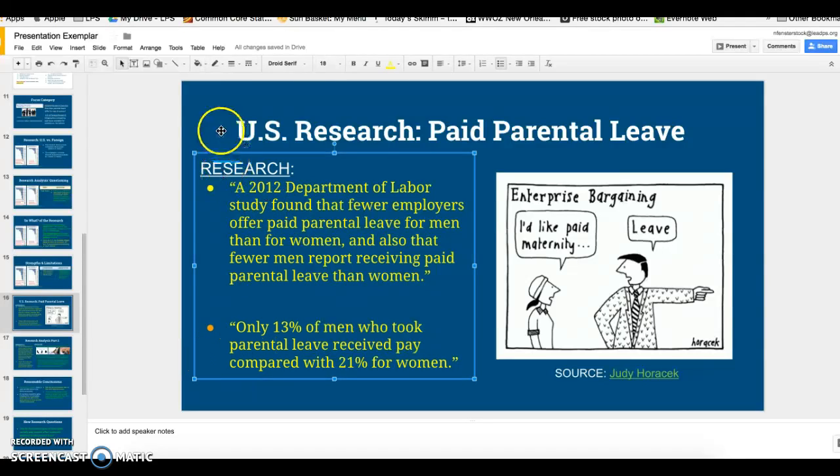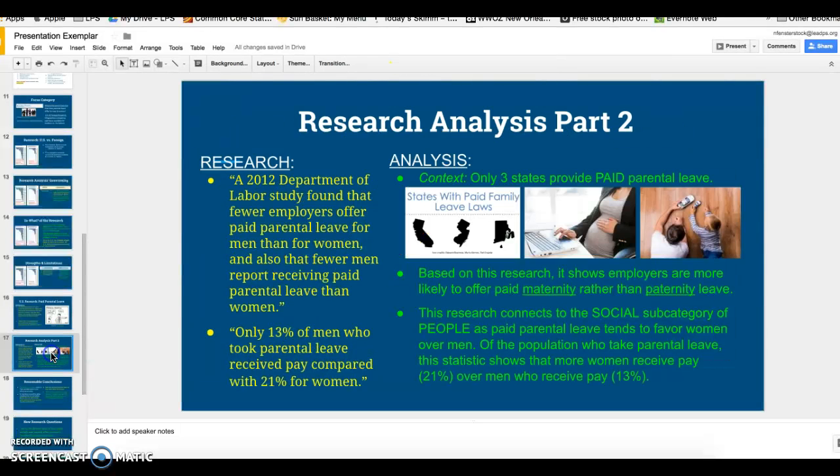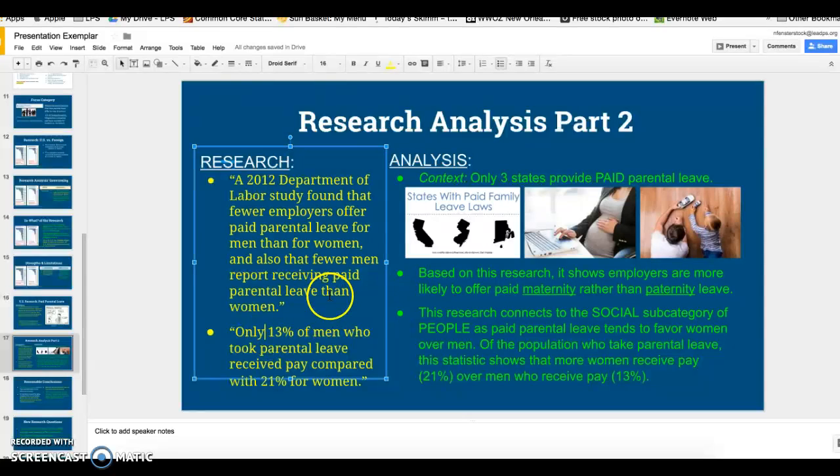At this point on the exemplar, here are the other 2 pieces of research, and you'll see that one is just kind of an explanation, okay, and the other, only 13% of men who took parental leave received pay, compared with 21% for women, okay, is a specific statistic. And that's all that's on this page, right? Just the actual information.